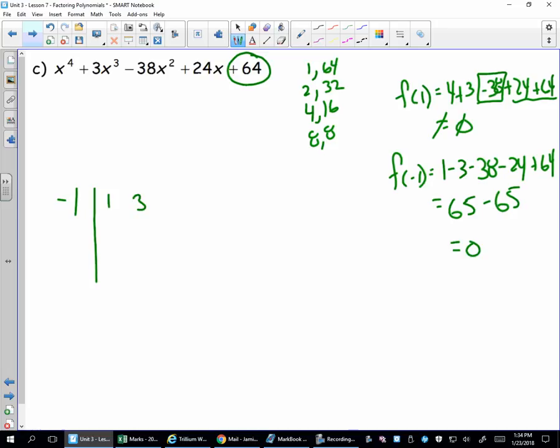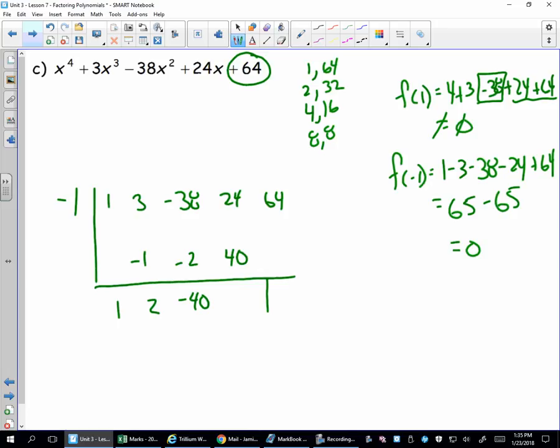Coefficients, 1, 3, -38, 24, and 64. It better come out to 0 if I did it right. Let's try it out. Carry it down and multiply. Add and multiply. Add and multiply. Add, multiply, and 0. I did it right.